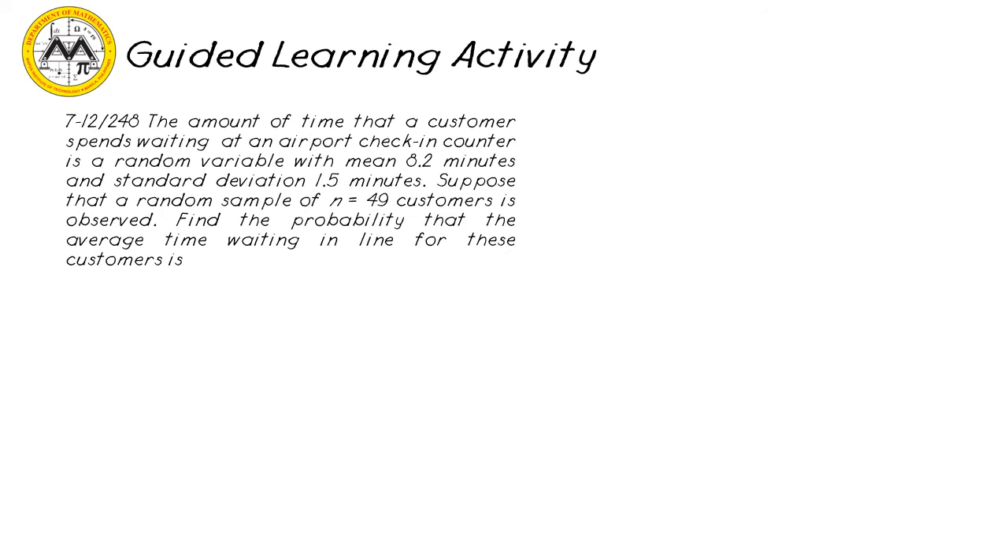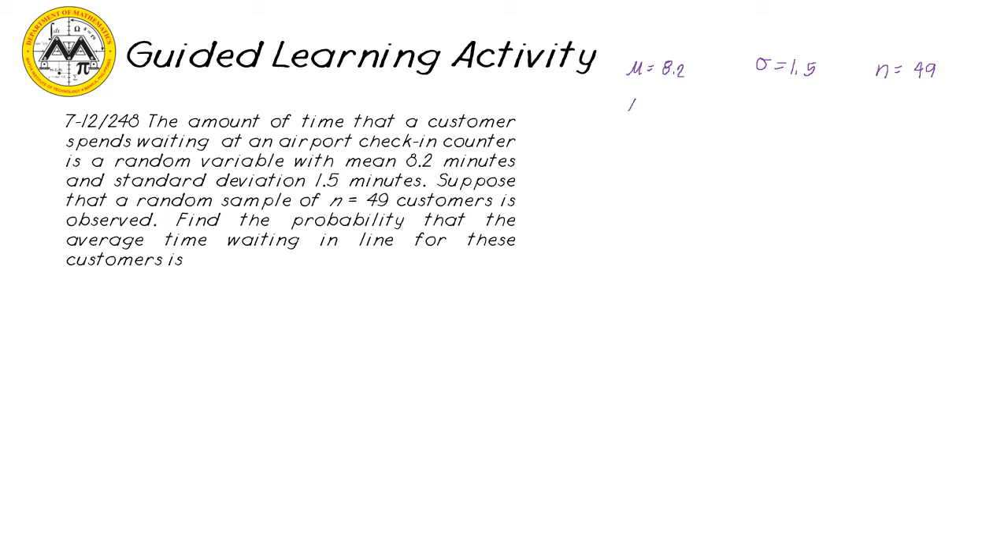Another problem. The amount of time that a customer spends waiting at an airport check-in counter is a random variable with mean 8.2 minutes. So for this problem, we have a mean of 8.2 minutes with a standard deviation sigma of 1.5 minutes. These are the data coming from the population. Suppose that a random sample of n is equal to 49 samples is observed.